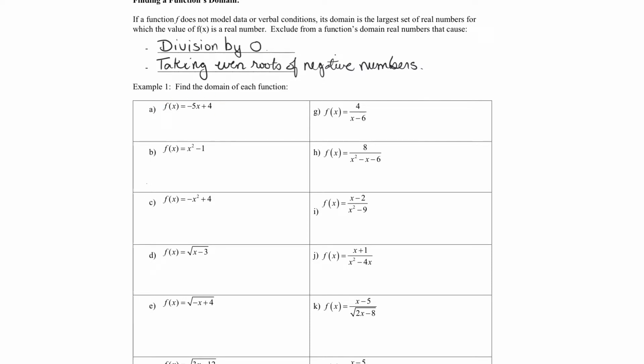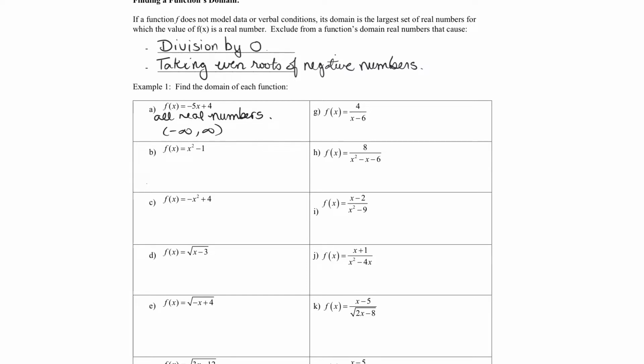So if I'm looking at f of x equals negative 5x plus 4, there is no way that we're going to end up dividing by 0 here, and since there's no radical signs, there are no values of x that need to be restricted. So the domain on this particular function is going to be all real numbers. In fact, any polynomial is going to have a domain of all real numbers. Now, in order to show that using interval notation, which is what you're going to need to do in the homework, that's going to be from negative infinity to positive infinity.